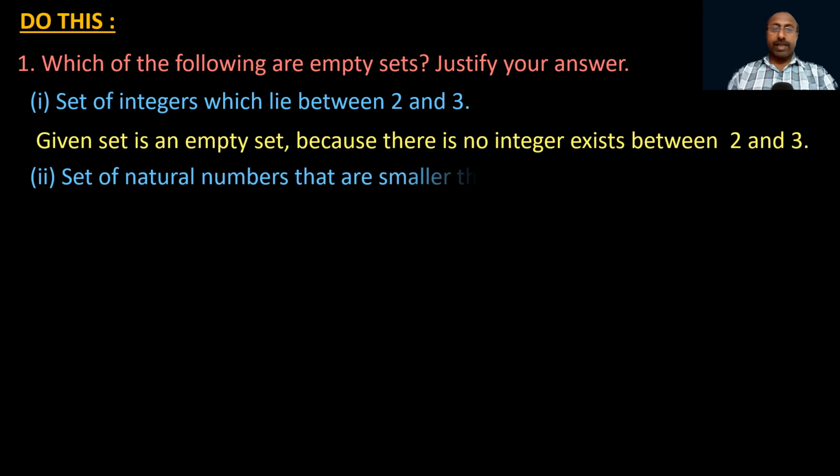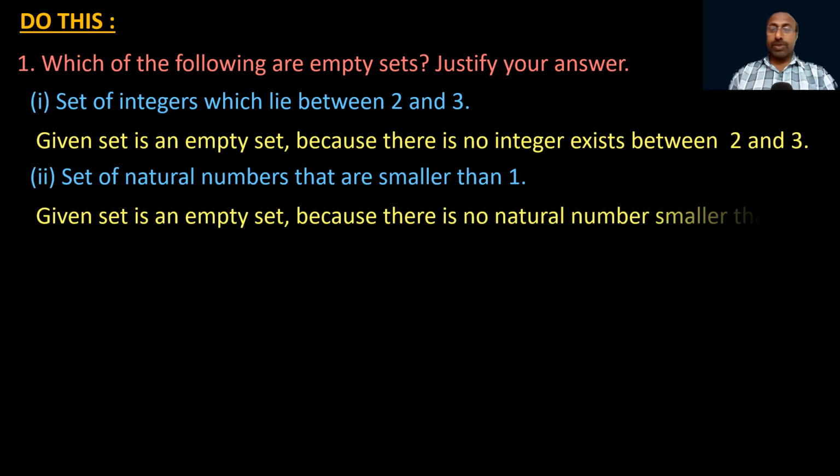Take the second one. The set of natural numbers that are smaller than 1. So you know that natural numbers start from 1 and there is no natural number smaller than 1. So the given set is an empty set because there is no natural number smaller than 1.